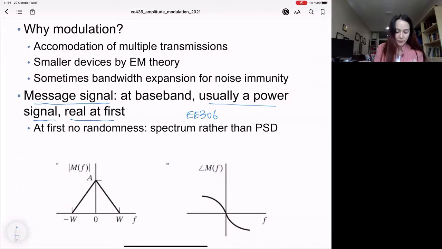But at the moment, we are considering real message signals for simplicity. So our deterministic and real message signal will have a Fourier transform that is symmetric, whose real part has even symmetry and whose phase has odd symmetry, right? So this is a typical message signal. Any questions so far?